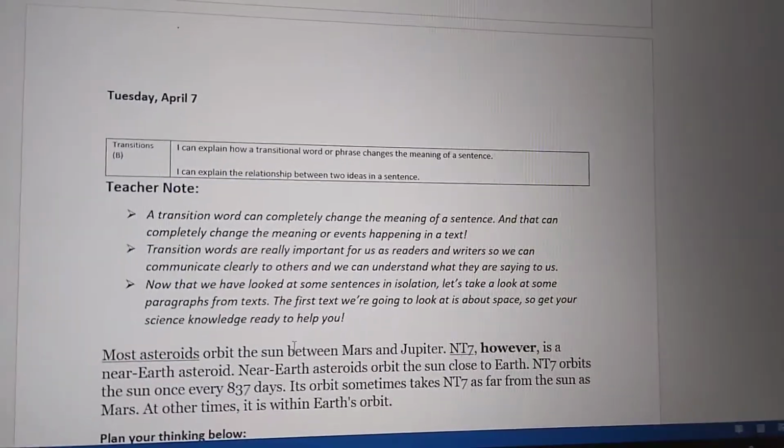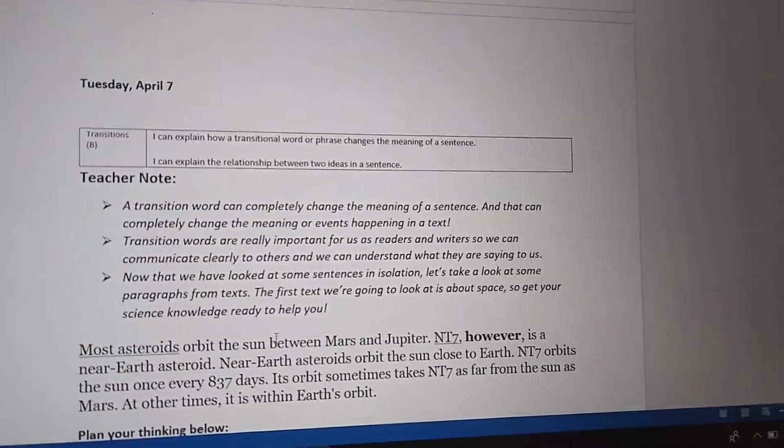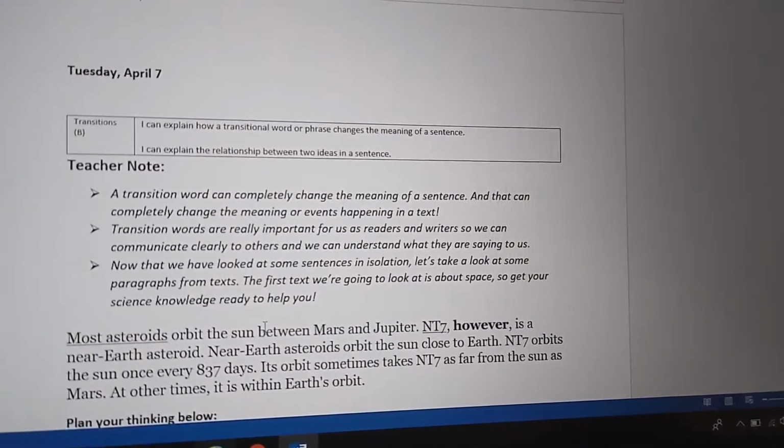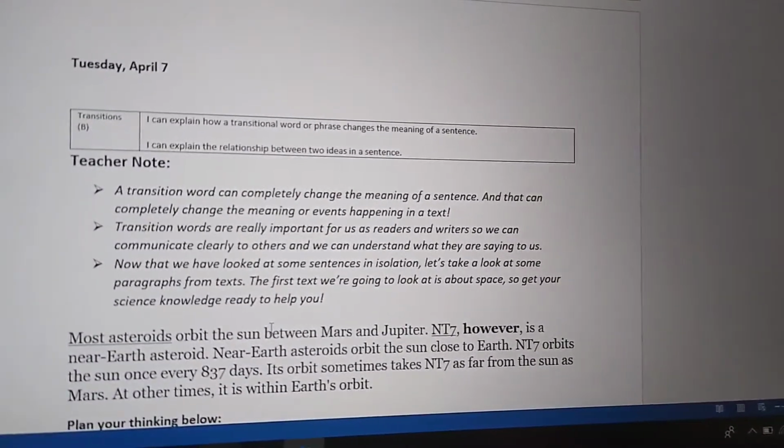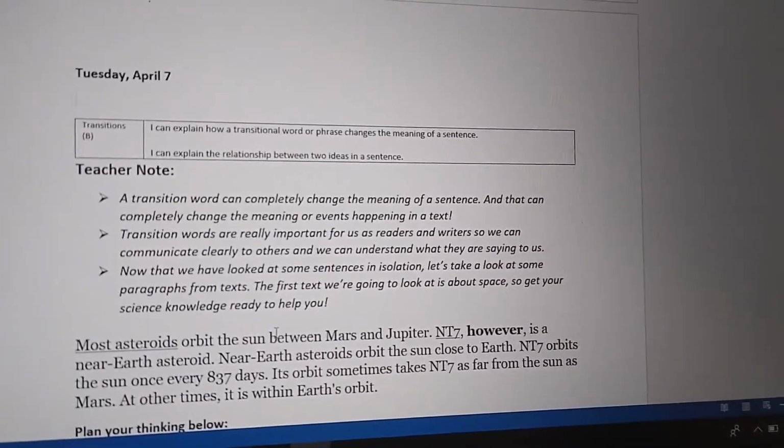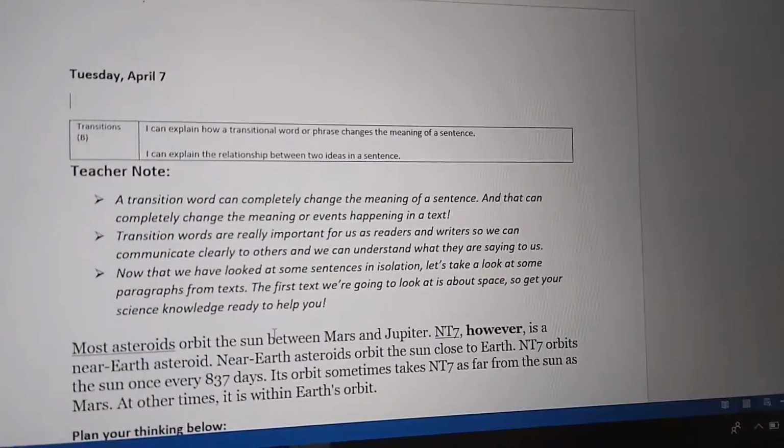This is the read aloud for April 7th. Your learning targets for today are: I can explain how a transitional word or phrase changes the meaning of a sentence, and I can explain the relationship between two ideas in a sentence.